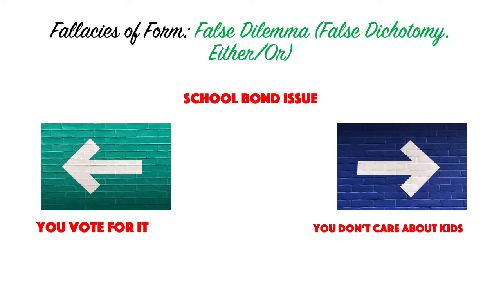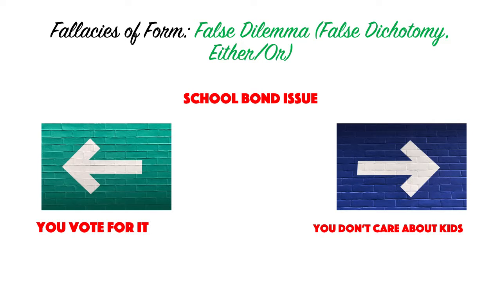Now, hopefully no one will assume that they are either dumb or lazy if those are the only two choices that someone gives them. But sometimes this fallacy is a little harder to detect. Consider this example. If you care about the future of our children, you must vote for the school bond issue. This is a false dilemma. Let's reword it a little differently. Either you vote for the school bond issue, or you don't care about the future of our children.